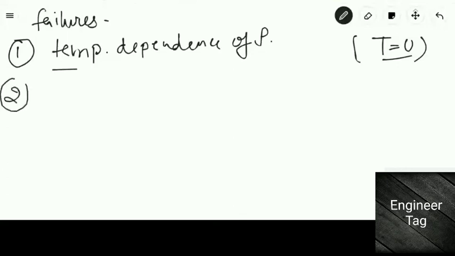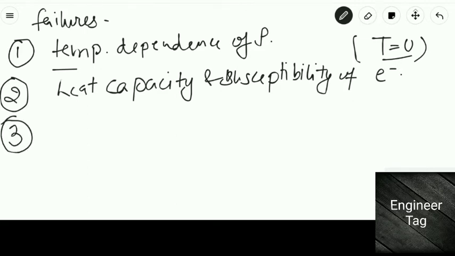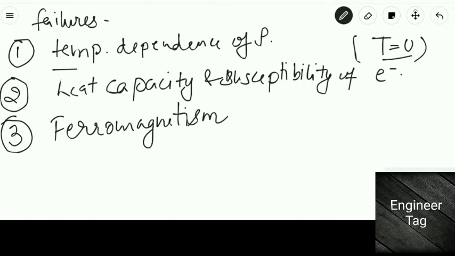Second, it could not explain the behavior of heat capacity and susceptibility of conduction electrons. Also, magnetic behavior like ferromagnetism: why a material shows ferromagnetic nature, it could not explain this ferromagnetism nature of material.